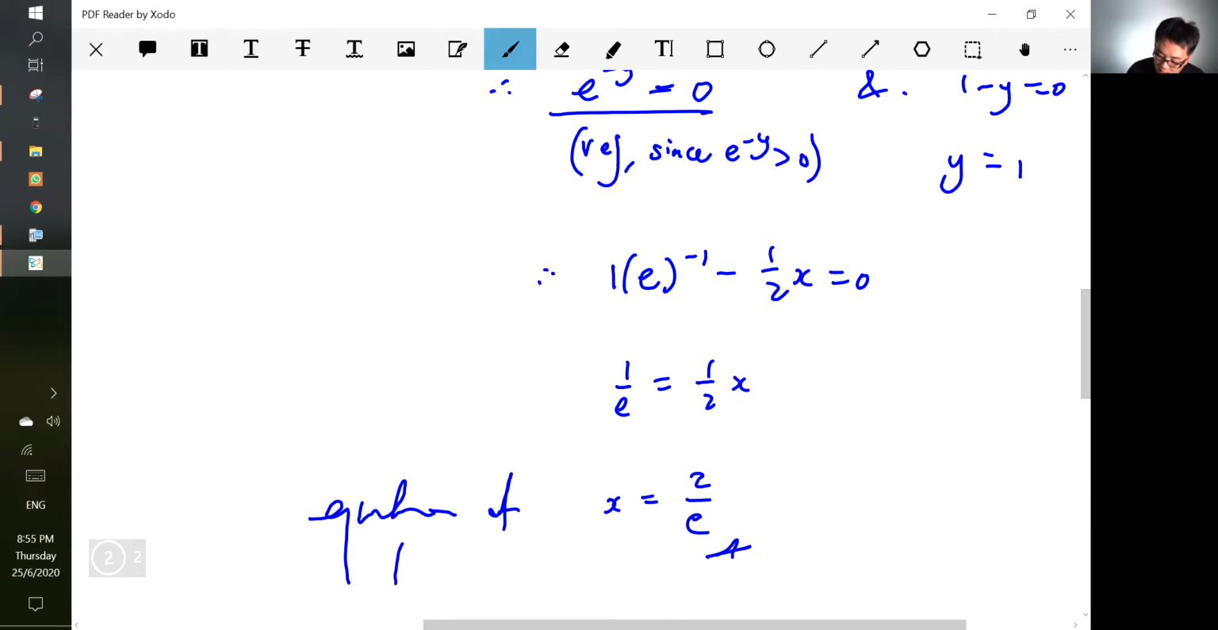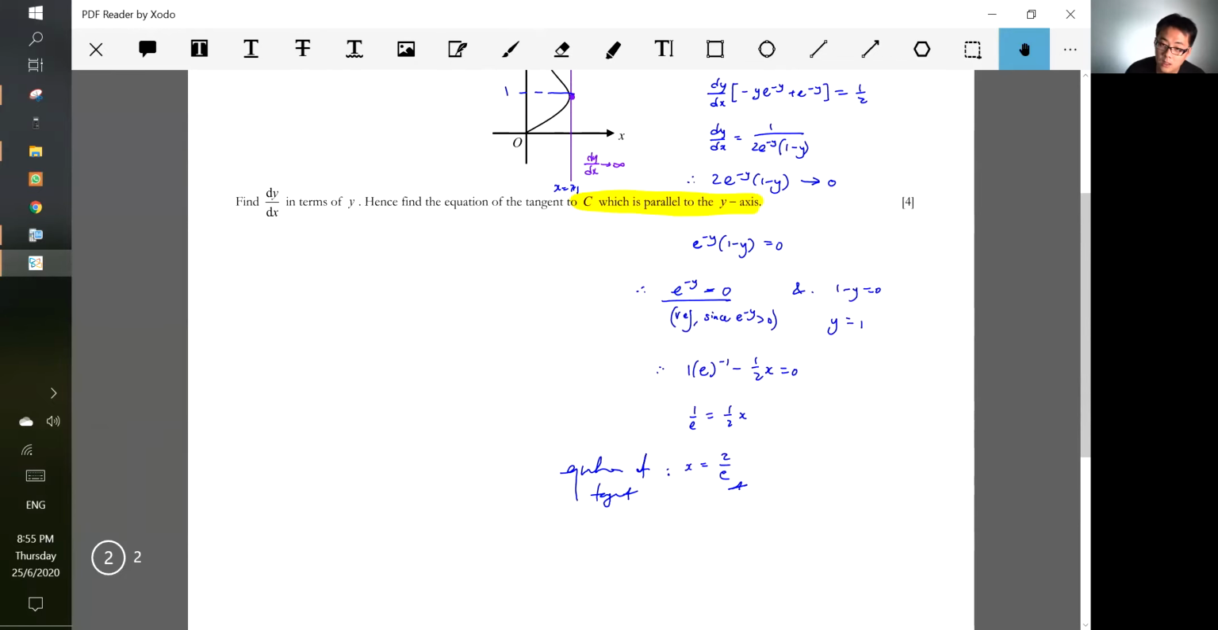Equation of the tangent. Okay. Question, please ask.